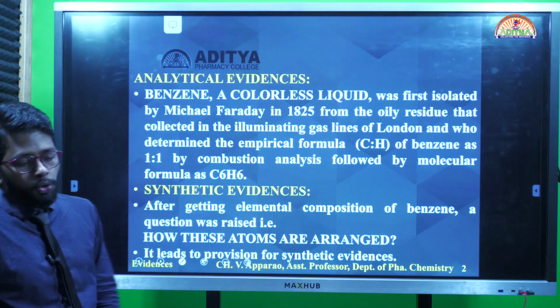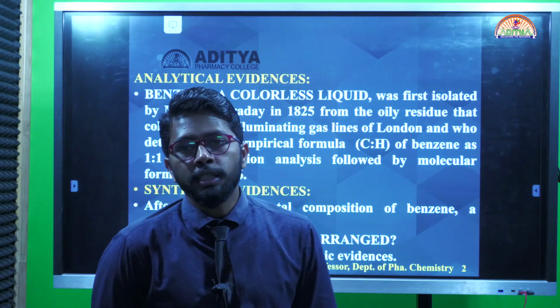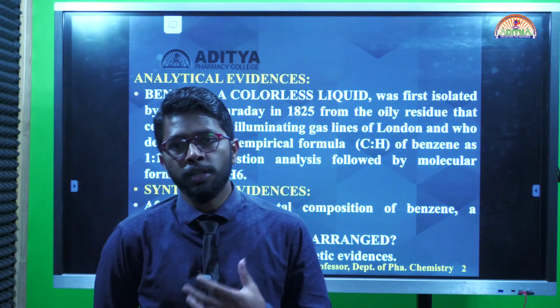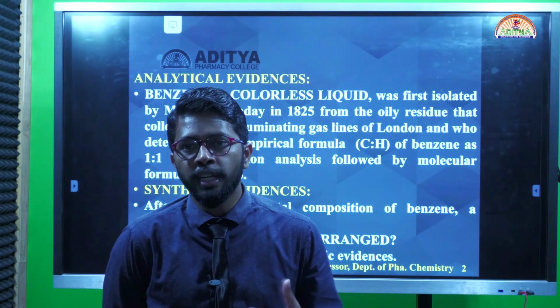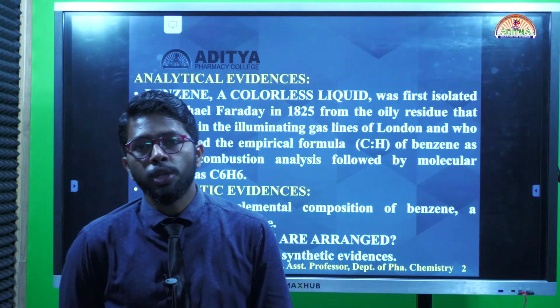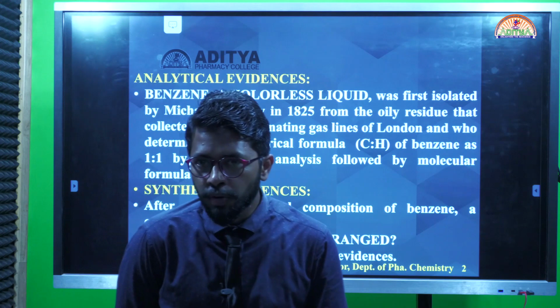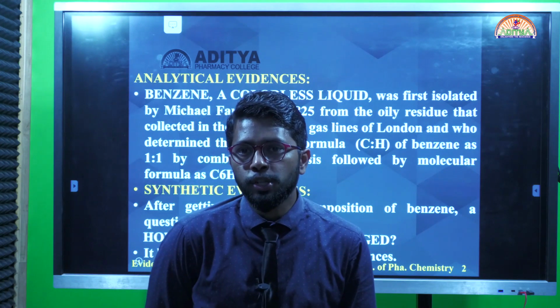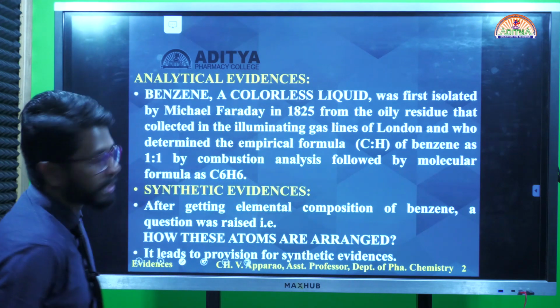The entire set of evidences for the structural elucidation of benzene was categorized into three types: analytical evidences, synthetic evidences, and stability evidences. We will see them one by one in order. First one, analytical evidences.